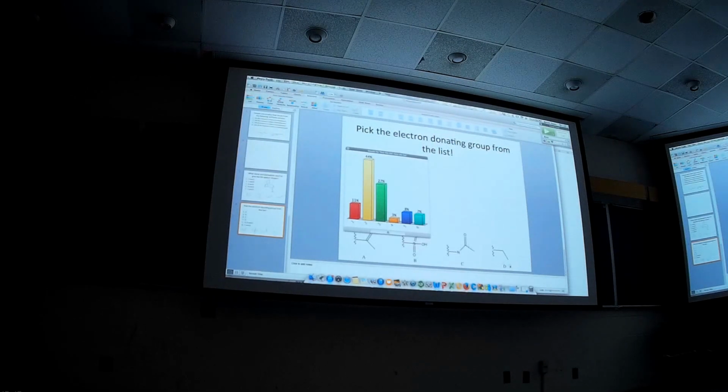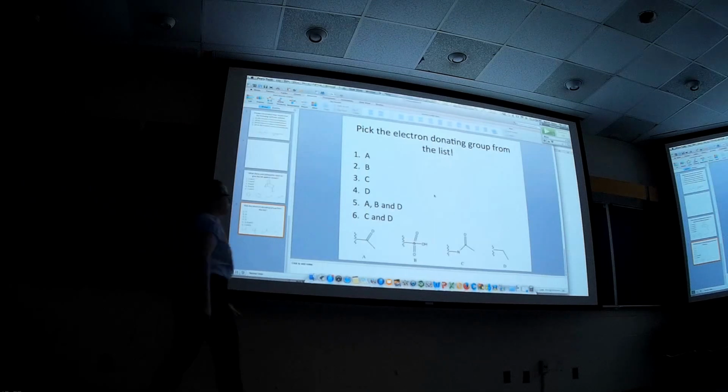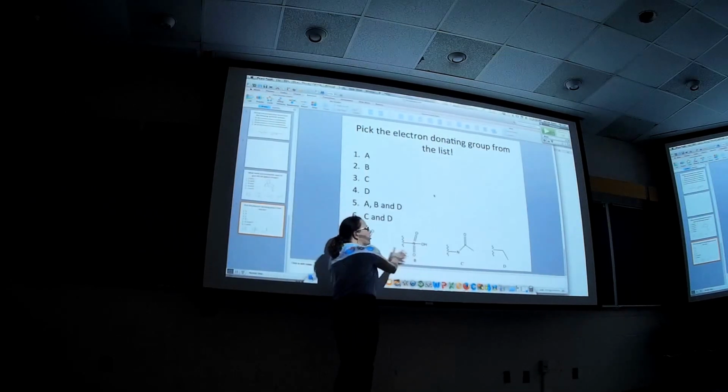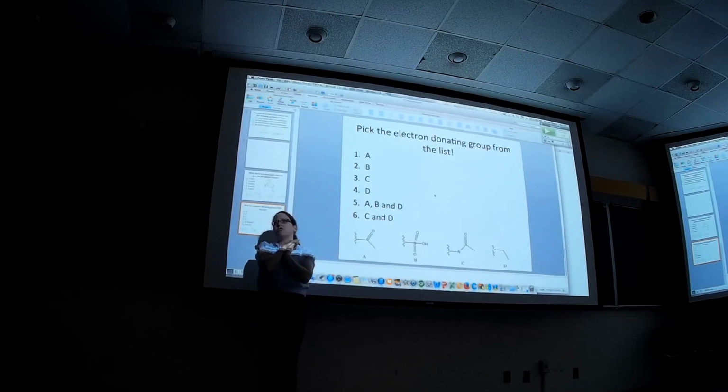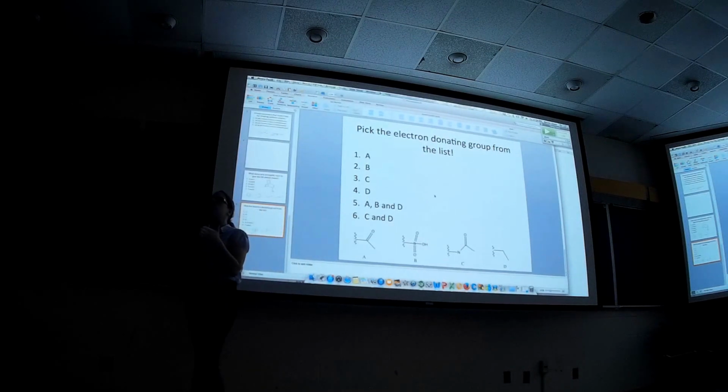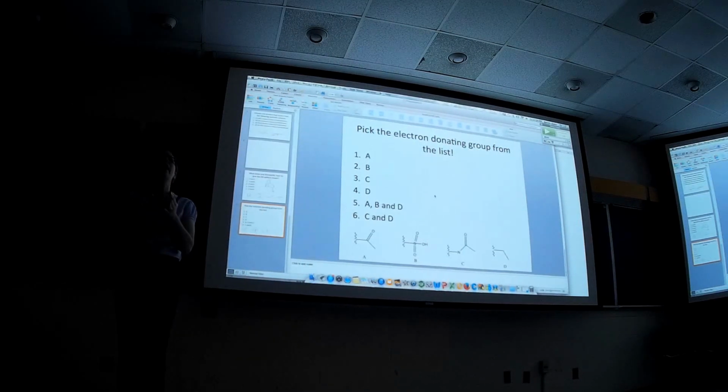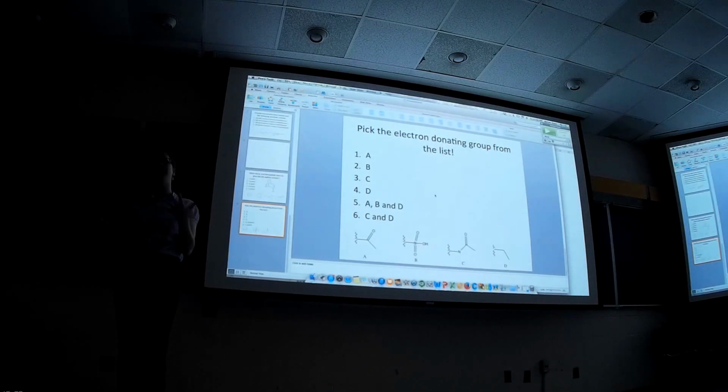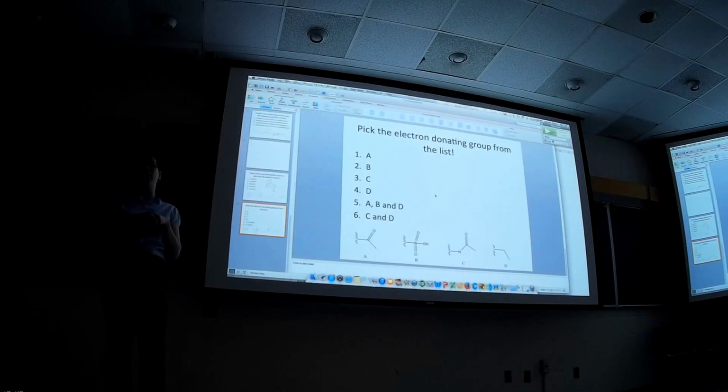Okay, the answer is actually C and D. That's the last answer. So let's just go over this one really quick. These two are both electron withdrawing groups. That I'm sure of. Because an electron withdrawing group is generically an atom attached that's involved in a degree of unsaturation, usually a double bond, to an electronegative atom.